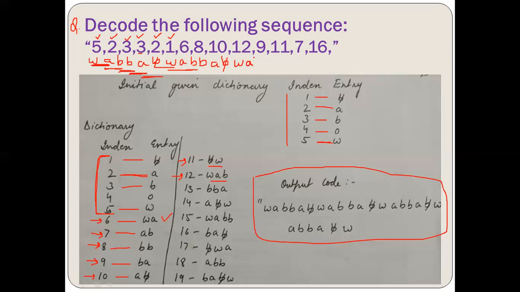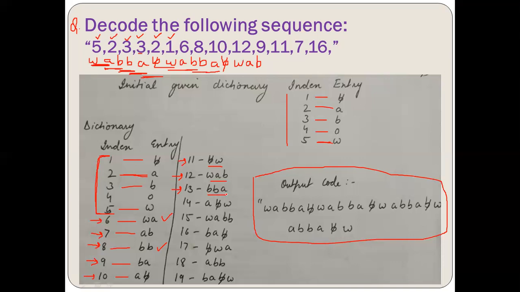So what you are seeing, we are going to do two processes parallelly. One is we are updating the dictionary and second we are decoding it accordingly, right? So we are done till here, WAB. So now what we have to do, we have to encounter from this B, BB. So BB is already there at the 8th position. So I'm going to encounter one more symbol, BBA. Now BBA is not present anywhere. So at 13th position, new entry is made for BBA.